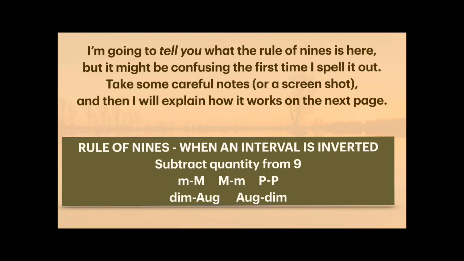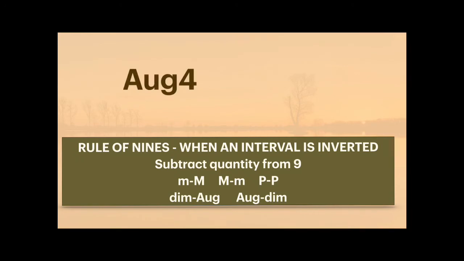Let's find out what all of this means. Say you have an augmented fourth. We subtract that number 4 from 9, and we get the number 5. Then we look at our diagram below and see, well, augmented becomes diminished. So augmented becomes diminished, 4 becomes 5. When we turn our augmented fourth upside down, it becomes a diminished fifth. Let's say we start with a perfect fifth. Perfect stays perfect. 9 minus 5 equals 4. So when we invert a perfect fifth, we get a perfect fourth.